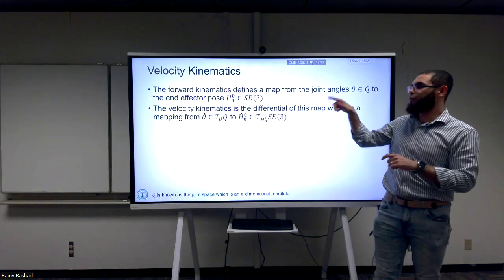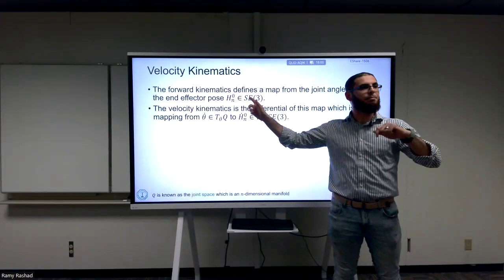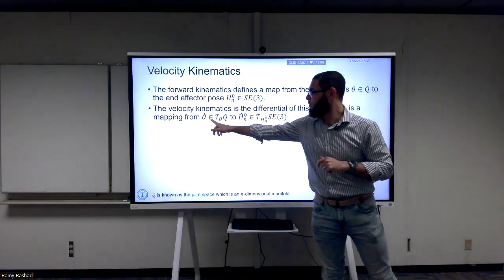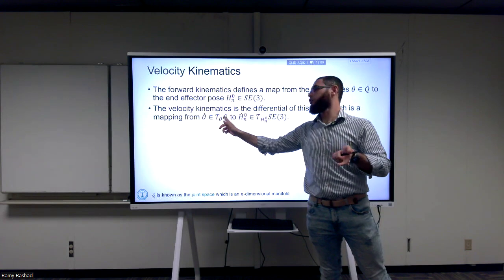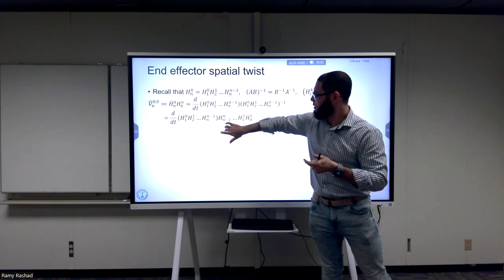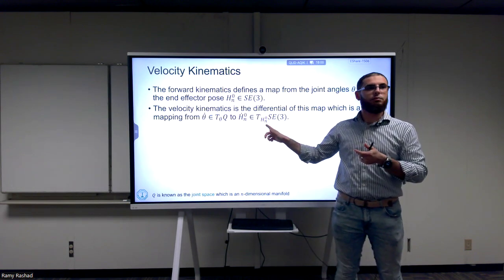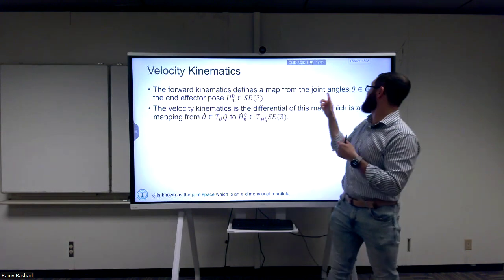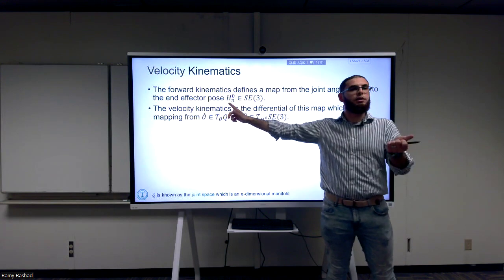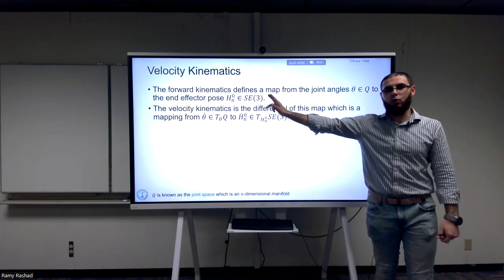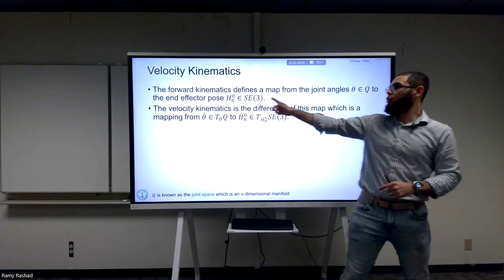What we're interested in is the differential of this map. So I have a map that goes from Q to SE3. The differential of that map will go from the tangent space of Q at theta to the tangent space of SE3 at H. In other words, we want a map that goes from theta dot to h dot. So we want a map that goes from the velocities. We have a map that goes from the angles to the pose. We want a map that goes from the angular rates, the angular velocities, to the h dot.